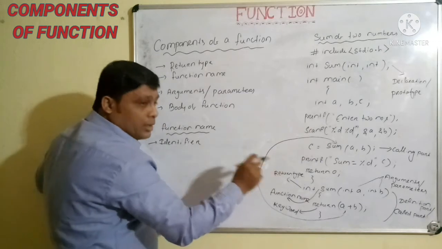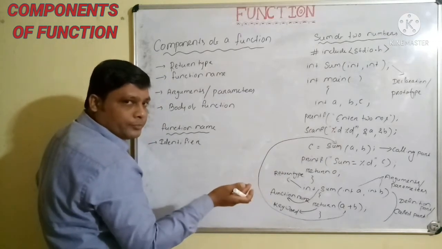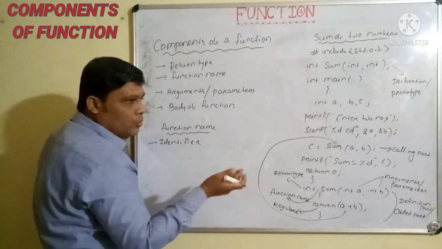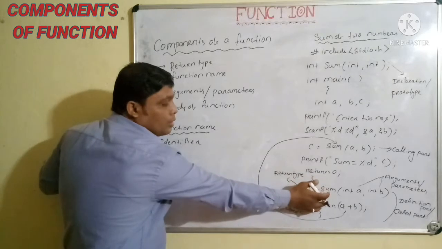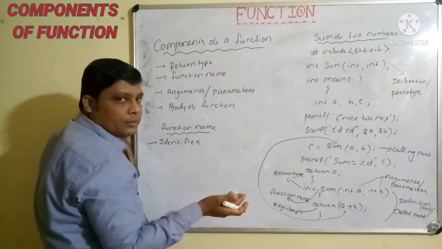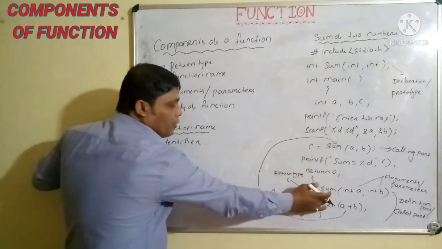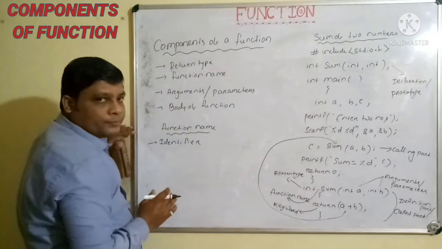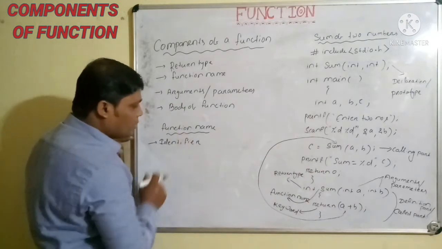That means its first letter should be what? One character, alphabet. Rules of identifier for naming: its first letter will be one alphabet or you may take an underscore. Clear? So it will follow the rules of identifier for naming the function. So it's an identifier.